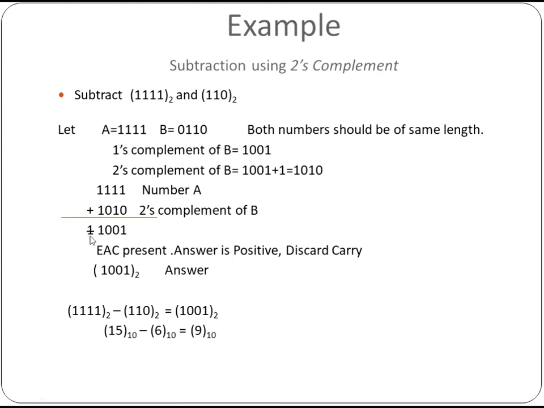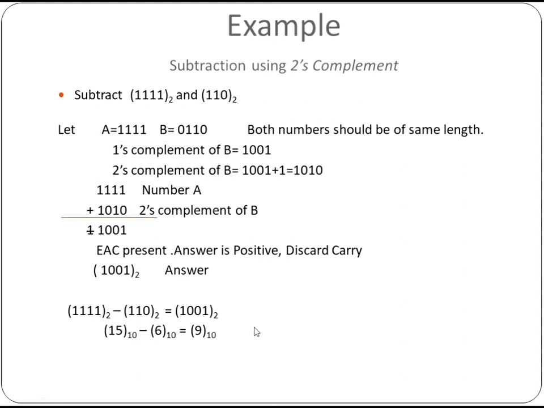Now EAC is present here. So discard it. I have scratched here. Answer is positive, discard carry. So final answer will be 1001 binary. So 1111 minus 110 is equal to 1001. If you convert all these numbers into decimal, you will check the result whether it is correct. 15 minus 6 is equal to 9. So this is 9 and answer is correct.